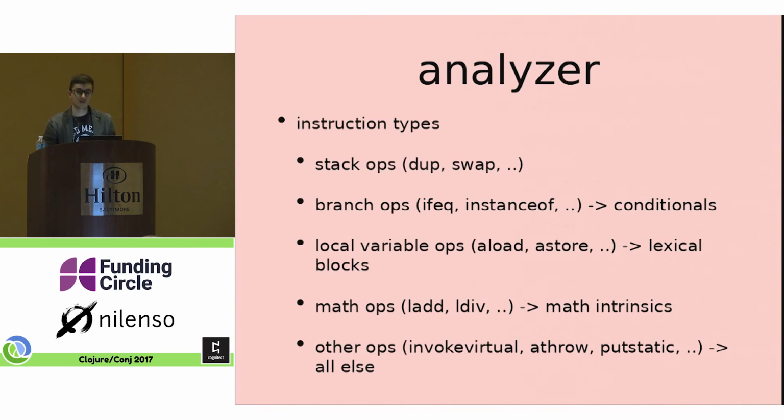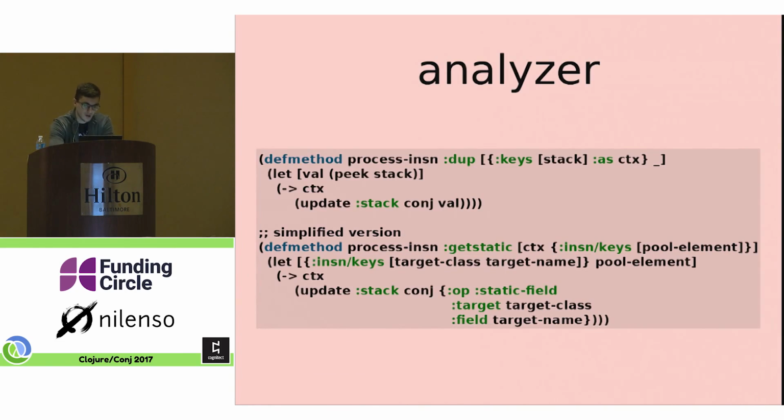If we encounter local variable operations like a load or a store, then we know that we are at a point where we're starting a lexical block, which might be a let expression or a loop expression, and we're going to have to do some analysis to figure out which one it is. And so on for math operations and every other invoke operation, we're just going to create the appropriate AST node. Those are examples of methods that process those instructions.